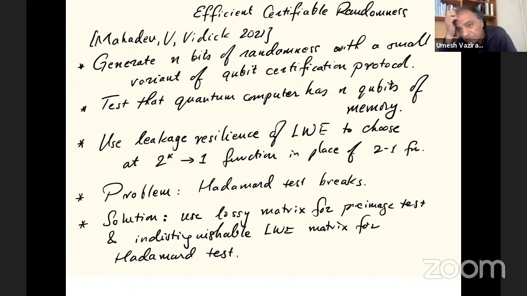Okay, so the one last thing I want to touch on is making this certifiable randomness more efficient. This is something that we care about quite a lot, because that may be the first interesting demonstration that one can actually give beyond proofs of quantumness.